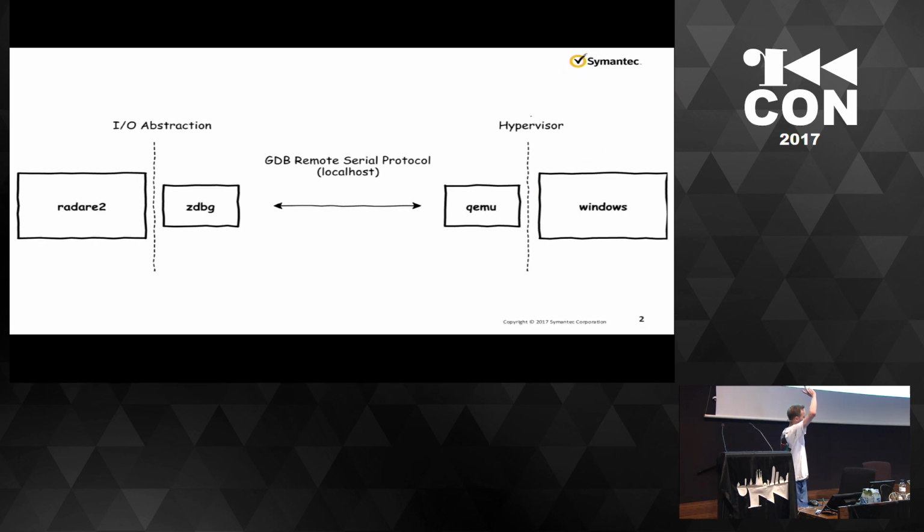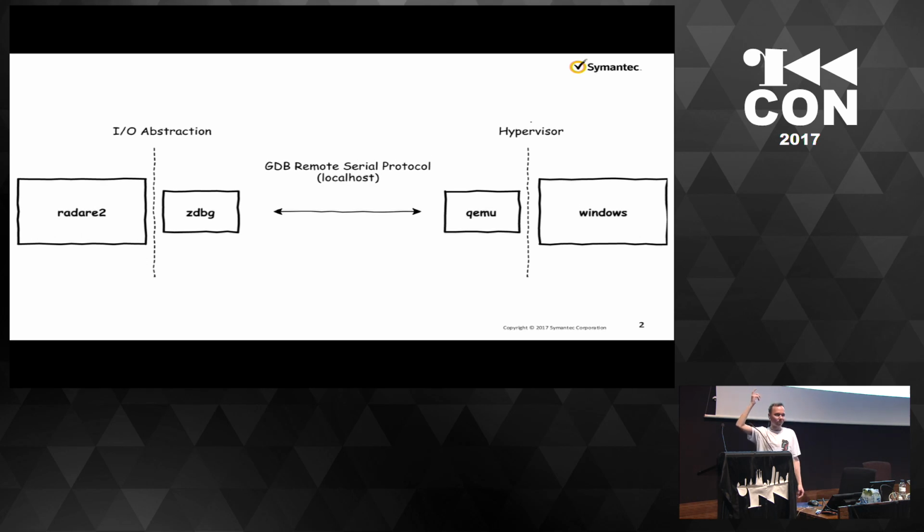Obviously you have your R2 with all of the cool stuff going on. And you might know R2 has an IO abstraction layer, which means that you can write plugins for it, so that you can basically write a debugger backend, so that whenever you type your command to single step or whatever, the plugin will actually do the work for you. And similarly for reading and writing to memory, obviously. So that's on this side.